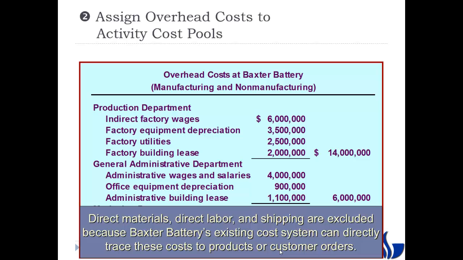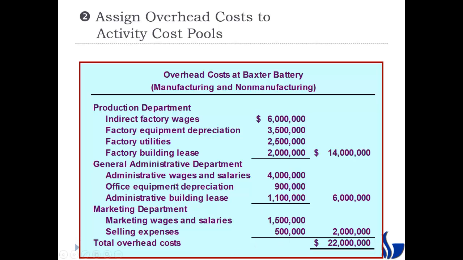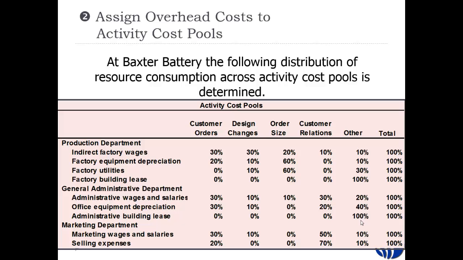All right, so what we need to do is take this 22 million and somehow divide it up in a logical way to our 5 different cost pools. So here's what we're going to do. If we just look at this one at a time, indirect factory wages here, we want to determine how much of the indirect factory wages costs should be assigned to these 5 different cost pools along the top here.